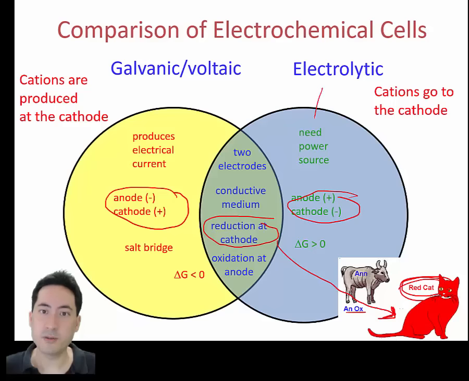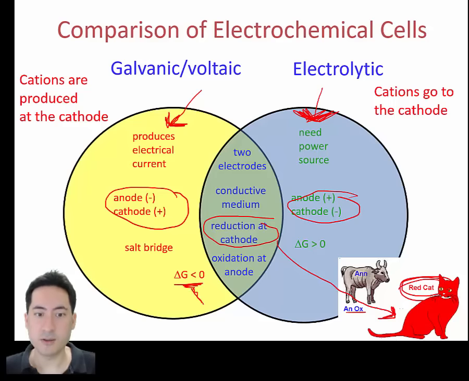This is not a natural process, so we're using electrical energy to create chemical bonds, and this one we're using the chemical energy to create electrical energy. And so for this one here, delta G is less than zero, and that means it's a natural spontaneous process, and this one, the delta G is greater than zero, so it's not spontaneous, we're forcing it to occur, and this one has a salt bridge, and that's to keep the chemicals clean.